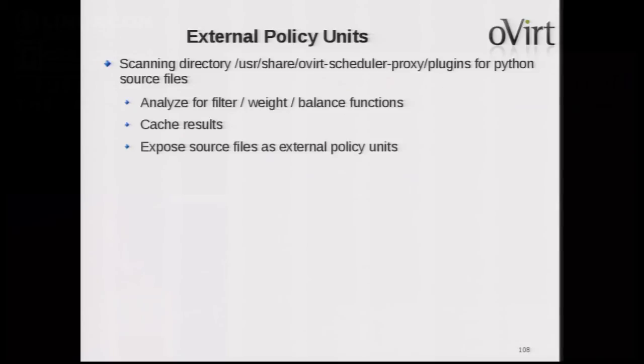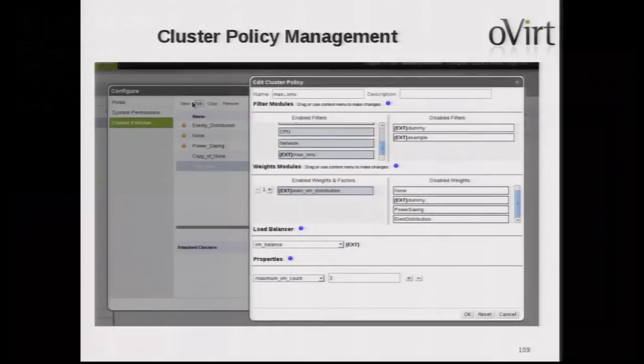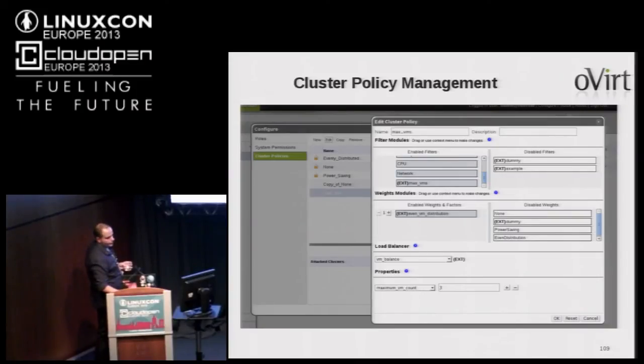As I said, you can write external policy units. You place them in /usr/share/ovirt-scheduler-proxy/plugins, and we analyze for filter, weight, or balance functions. We cache the results and we export that in the UI. Here is the UI for that. You can add or edit a cluster policy, and in that you can enable different filters. Some of the filters, as you see here, like CPU and network, are predefined filters. And there is here max VMs, the max VMs filter I showed you earlier that was enabled. You just drag and drop filters into this policy.